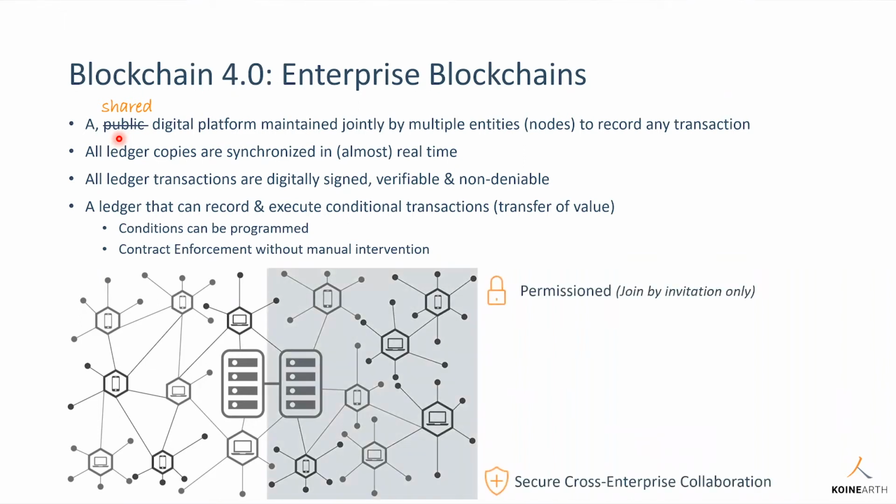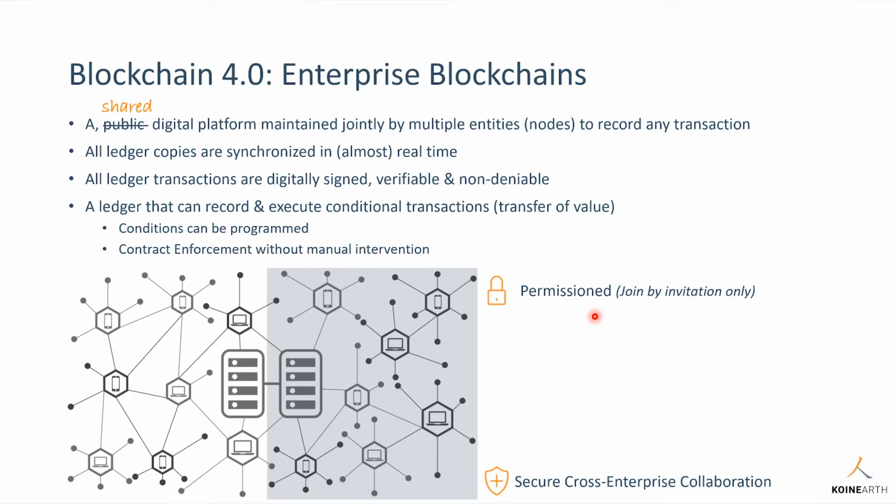And what you saw with blockchain 4.0 was the emergence of what we call enterprise blockchains. These are permissioned networks. Everything that is in the definition of blockchain still holds. It's a digital platform maintained by multiple parties. All copies are synchronized. Transactions are digitally signed. Ledgers can record conditional transactions and smart contracts. But these are private instances of blockchains where not anybody can come and join these networks, but only approved parties can be joined.